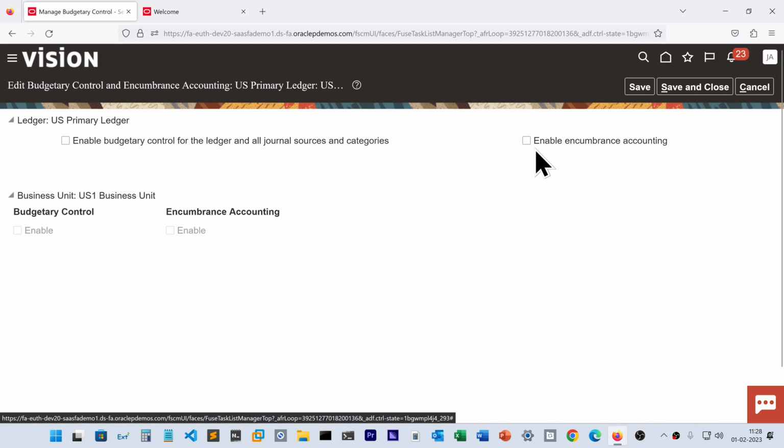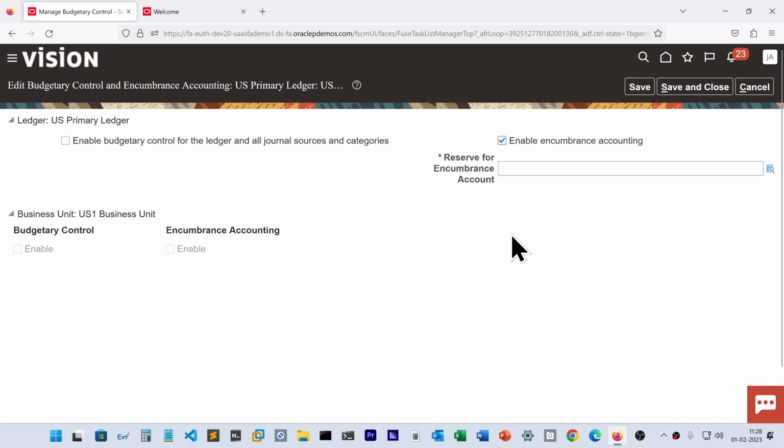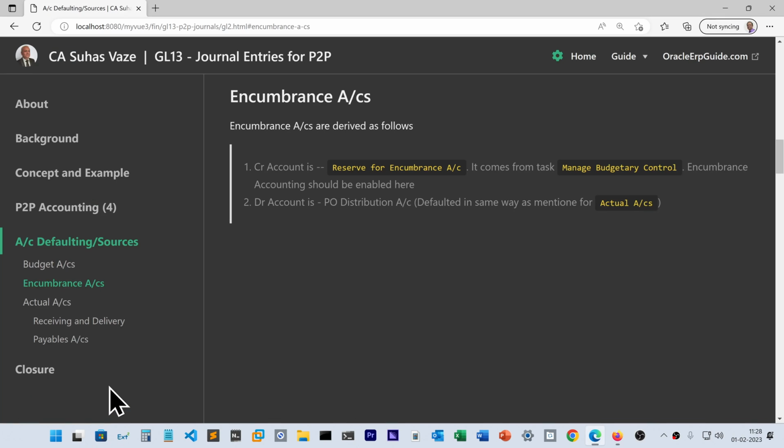And you can see this enable encumbrance accounting is not checked here. If you check it, you will see this reserve for encumbrance account appearing here. So from this, it will take the reserve for encumbrance account. And the PO distribution account will be defaulted in the same way as mentioned for the actual accounts. We'll see the actual accounts, how all of them get defaulted and so on.